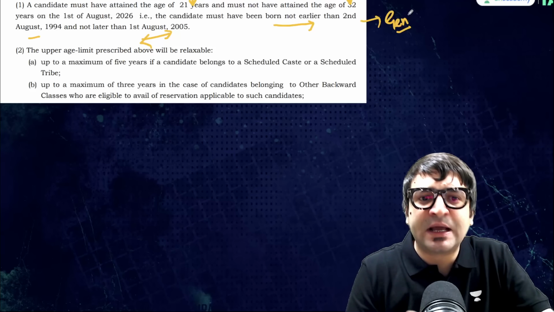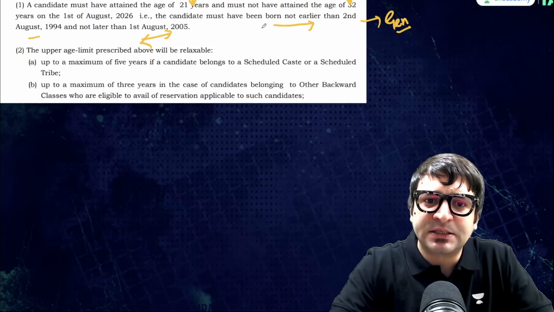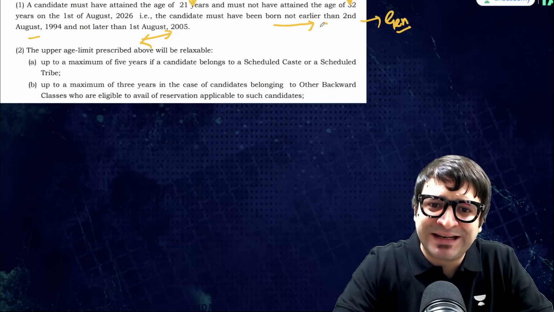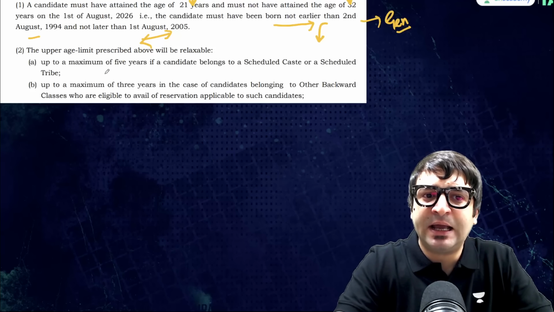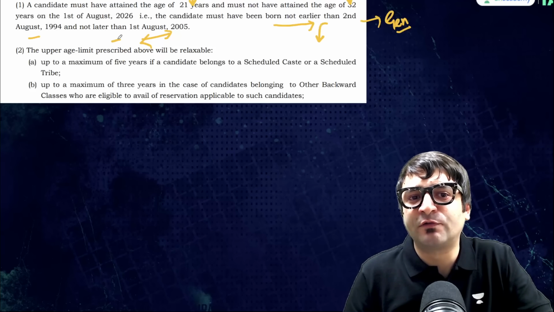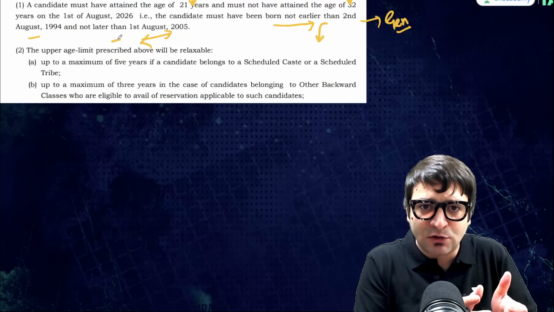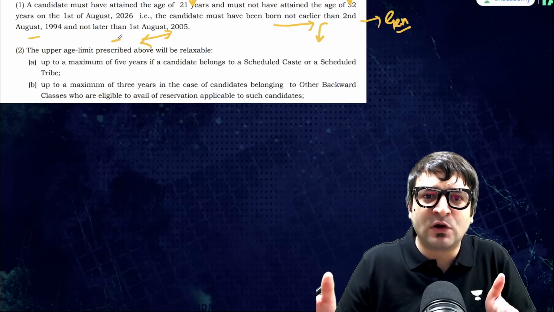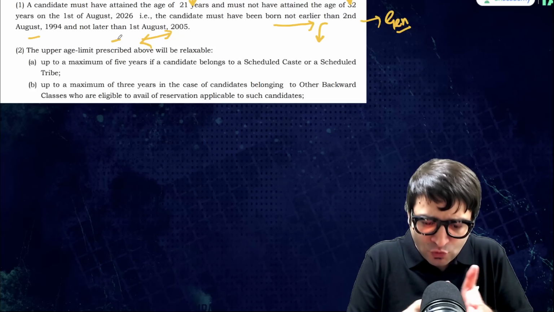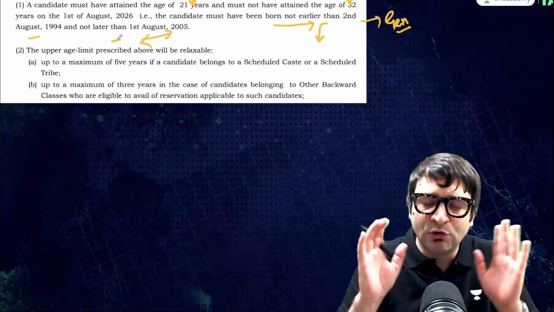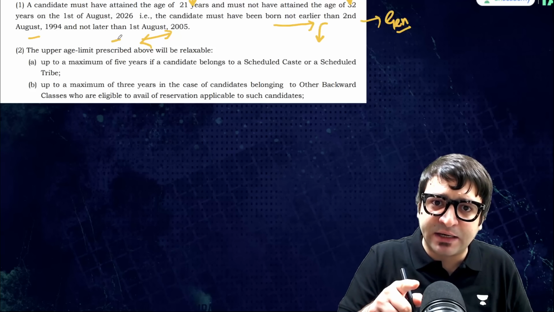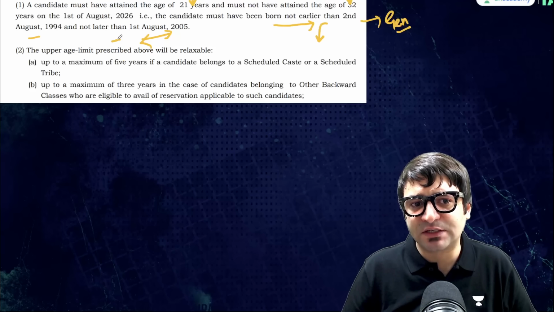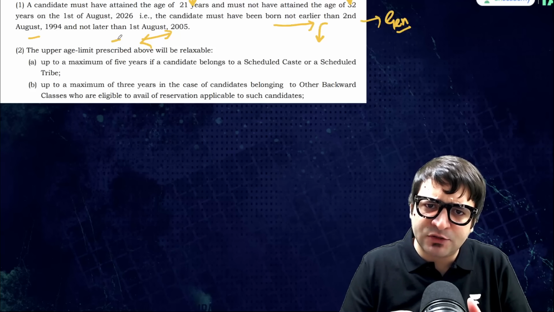How do you know that? The candidate must have been born not earlier than the 2nd of August 1994 and not later than 1st of August 2005. That means 2nd August included, 2nd August 1994 till 1st of August 2005. If you were born in this period, you are eligible as a general candidate to apply for the civil services examination. But there is an age relaxation.